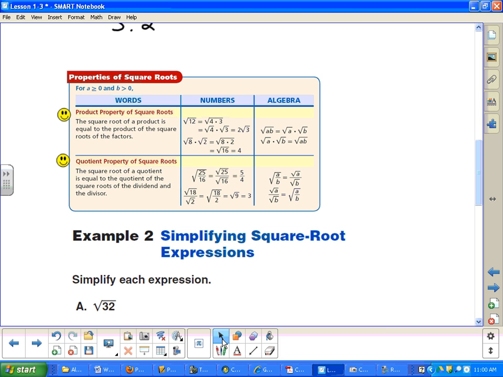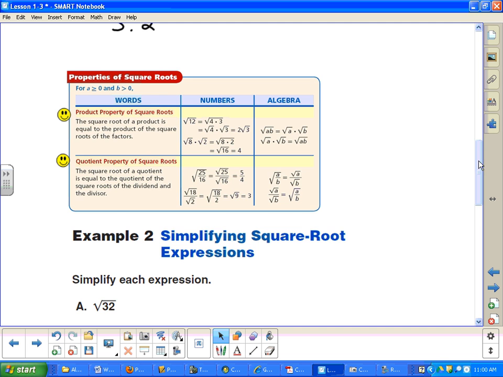So, reminder of the product property. If I have the square root of a times b, I can write that as the square root of a times the square root of b. Or if I have the square root of a times the square root of b, I can write it as the square root of a times b. And we can do the same with the quotient property, when we're dividing square roots.